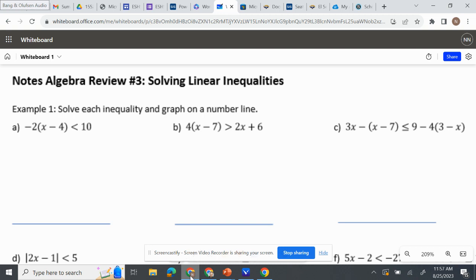Now what we're going to do is look at solving linear inequalities. For linear inequalities, we're going to solve them similar to linear equations. The only difference is we're going to be graphing them.